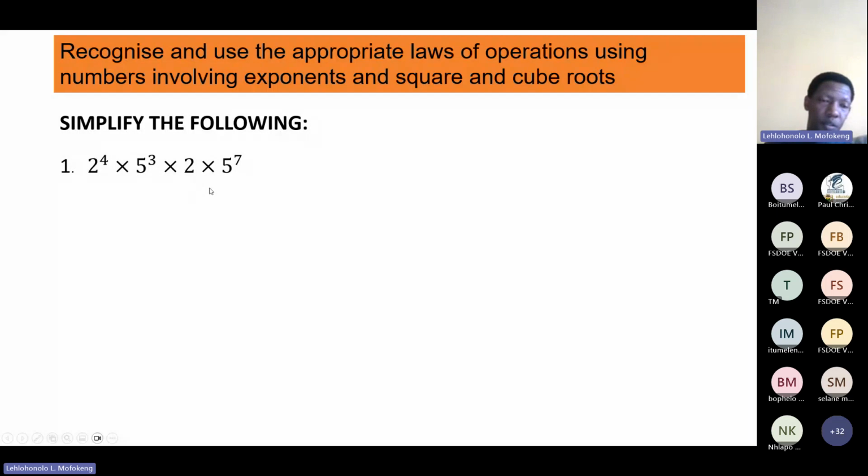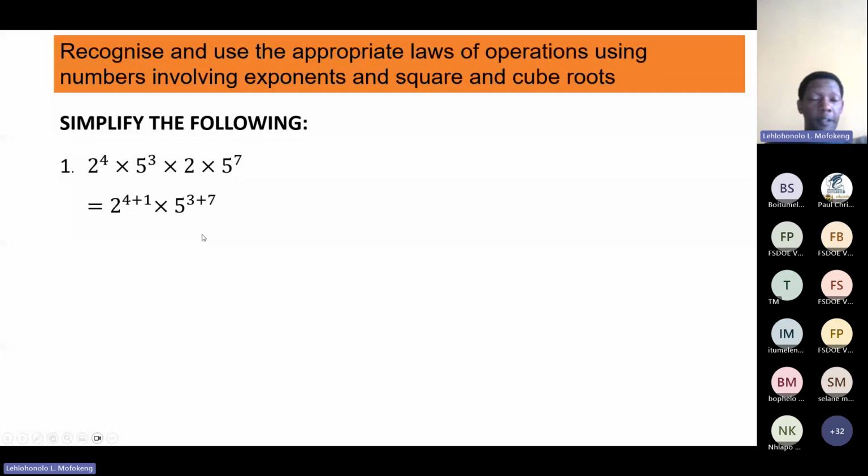We also have 5 to exponent of 3 multiplied by 5 to exponent of 7. So we will be able to multiply only the exponents with the same base. With base 2, we have exponent 4 and exponent 1. The laws of exponents regarding multiplication say that if you multiply the same base, you must add the exponents. So that is why we are adding 4 plus 1.